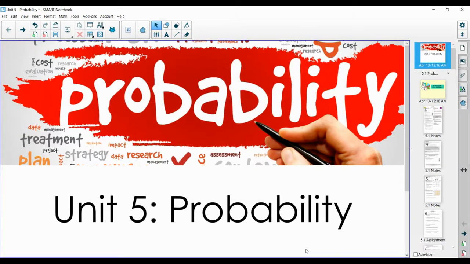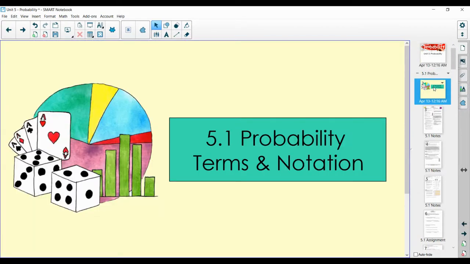Today we are going to be starting a new unit, Unit 5 on probability. And our first lesson is primarily on just terms and definitions and a little bit of a review of junior high probability. So let's get started. 5.1, probability, terms and notation.